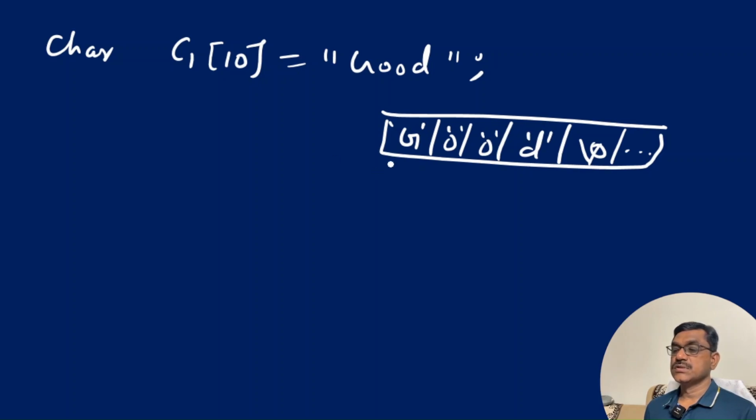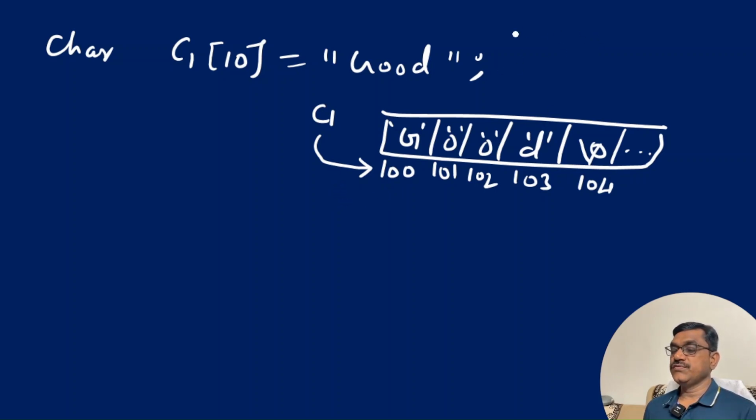Already we discussed, every character has its own address. Generally, the addresses are specified in hexadecimal, but I'm writing in decimal for our convenience. Assume that the address is 100. It is 101, 102, 103, and this is 104. Here the array name is C1. Array name C1 is nothing but the base address 100. C1 itself is 100. Please remember.